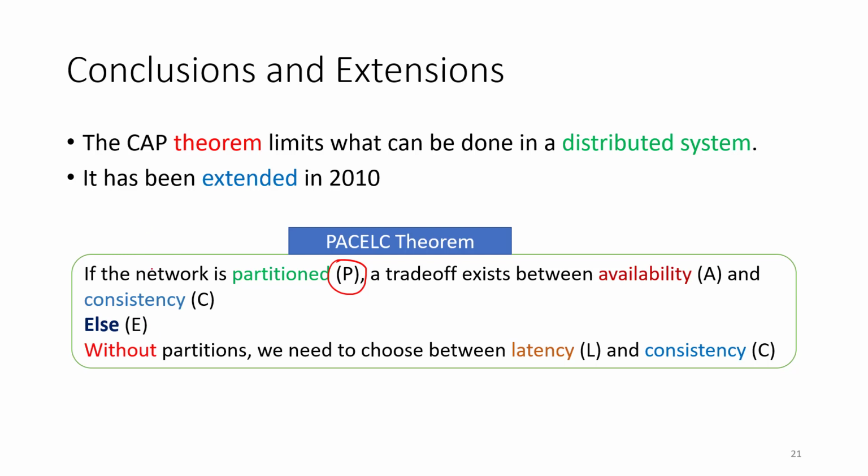If all nodes are reachable without partitions, then there is a trade-off between, else. So this E is for else. Then there is a trade-off between latency and consistency. You can always have a system with no consistency that's going to be very fast. For example, if you have a set of servers and instead of all of them maintaining a replica, you just query some server and return a stale value, then the latency will be very low, right? And the consistency will also be quite weak.